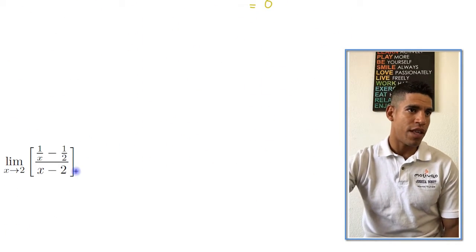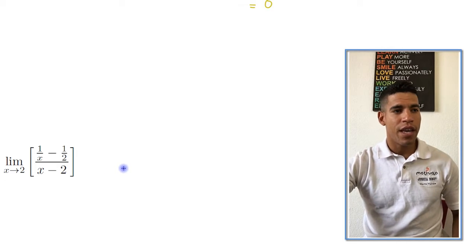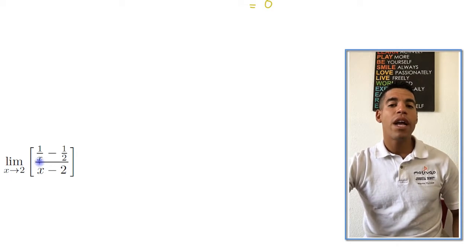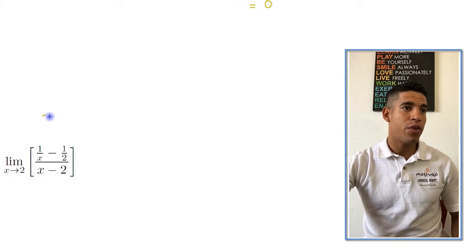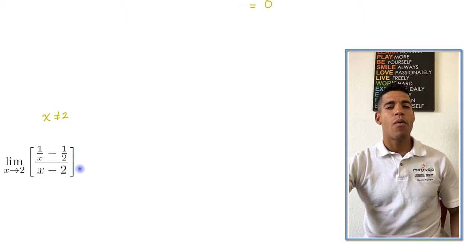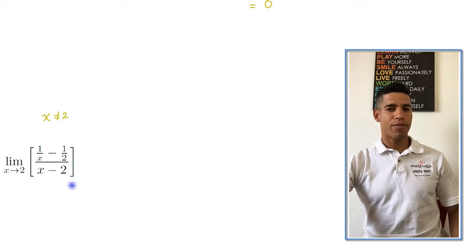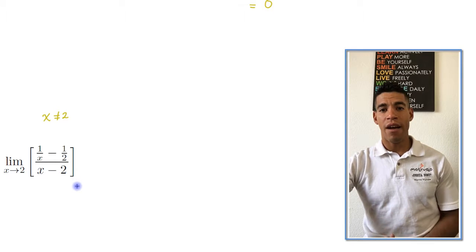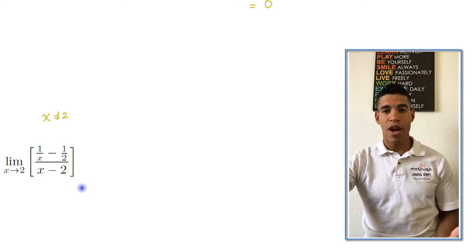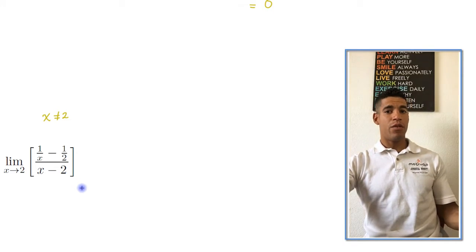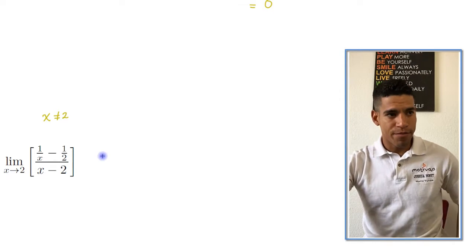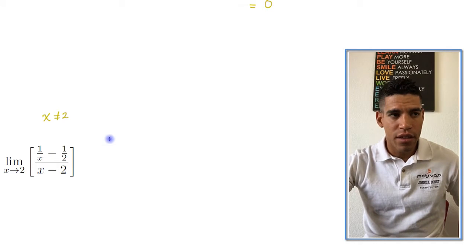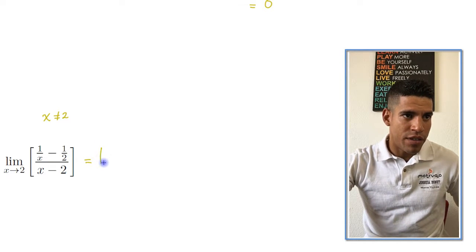Now, let's look at this one. This one's a little tricky. It's not that obvious. So if you plug in 2, you get again 0 over 0. X cannot be equal to 2 in the domain. So what do we do? Well, 1 over x minus 1/2. How do you subtract these two? Just like you will subtract any fraction, you find the common denominator, which is 2 and x. So this becomes what? Well, this is the limit.